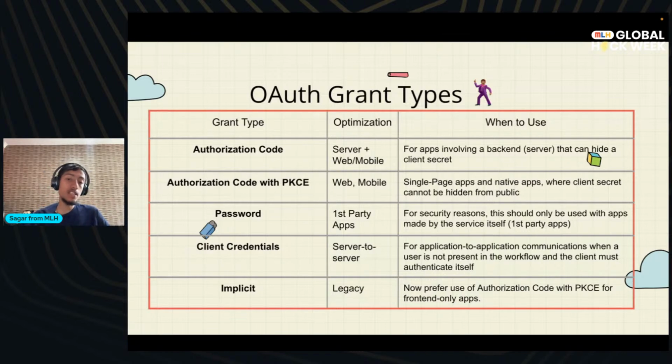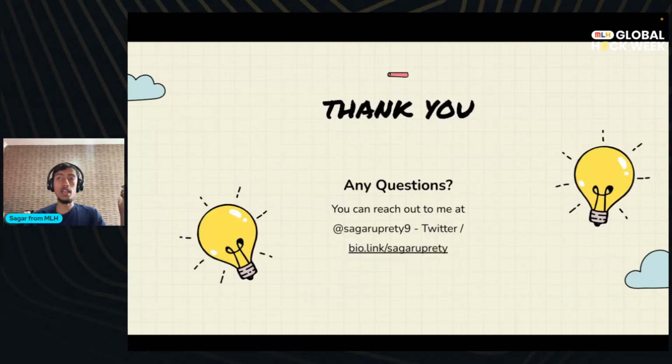And we have an implicit grant type as well, but that is a legacy one, and we prefer to use the authorization code with PKCE for front-end apps. But there used to be an implicit grant type option in the earlier version of OAuth. Please just remember that. So now we have covered the different types of grants that we can use for our OAuth application. Let's see everything in action.